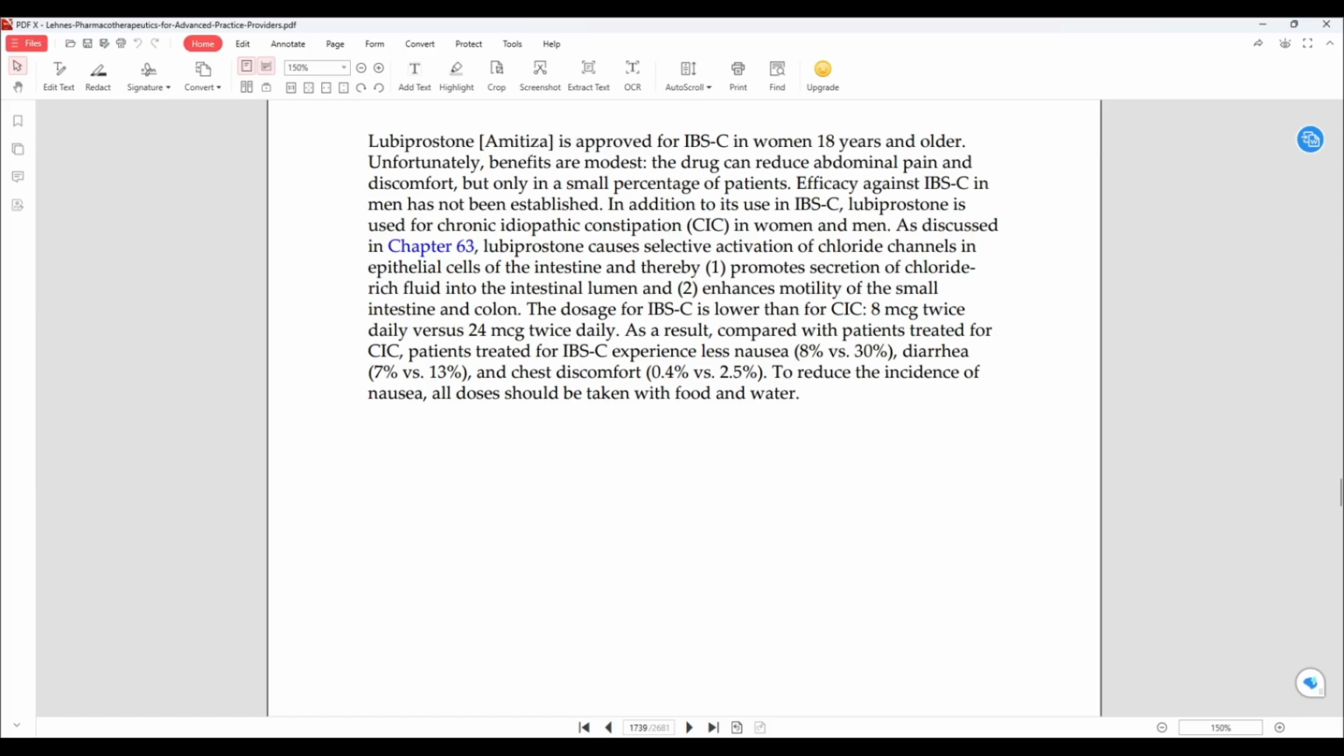As discussed in Chapter 63, Amitiza causes selective activation of the chloride channel in epithelial cells of the intestine and thereby promotes secretion of chloride-rich fluid into the intestinal lumen and enhances motility of the small intestine and the colon. The dosage for IBS-C is lower than that for CIC, 8 micrograms twice daily versus 24 micrograms twice daily. As a result, compared with patients treated for CIC, patients treated for IBS-C experience less nausea, diarrhea, and chest discomfort. To reduce the incidence of nausea, all doses should be taken with food and water.